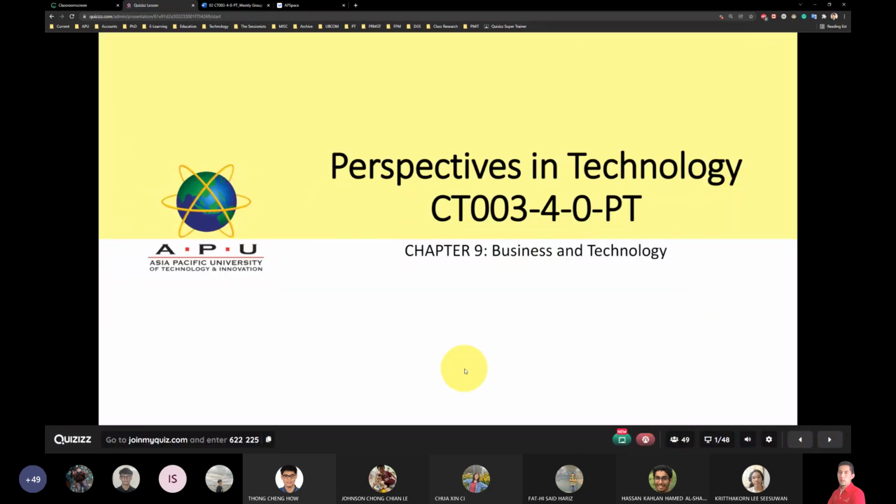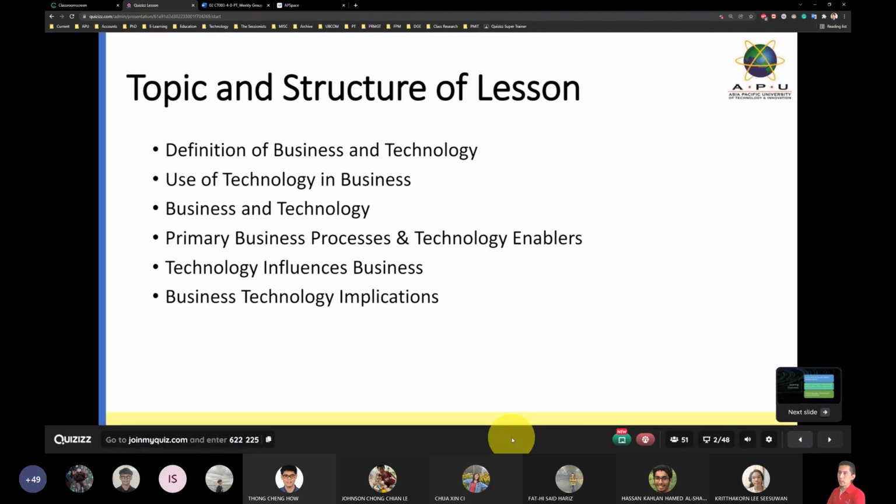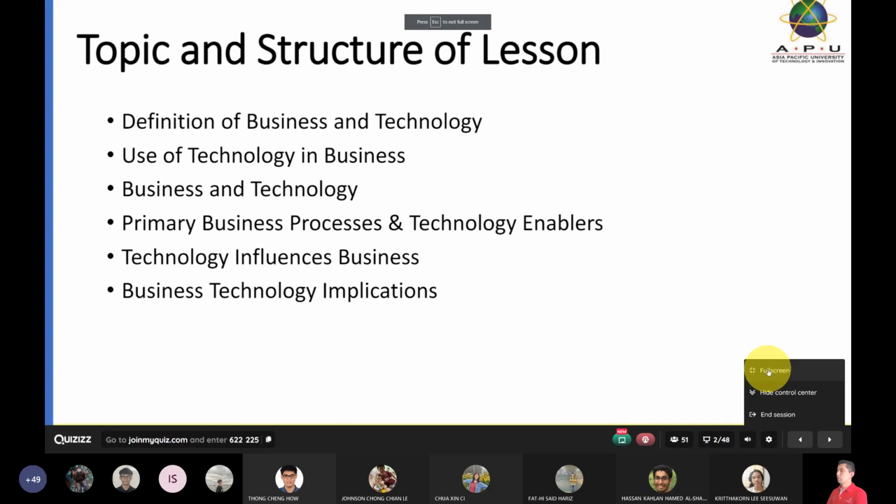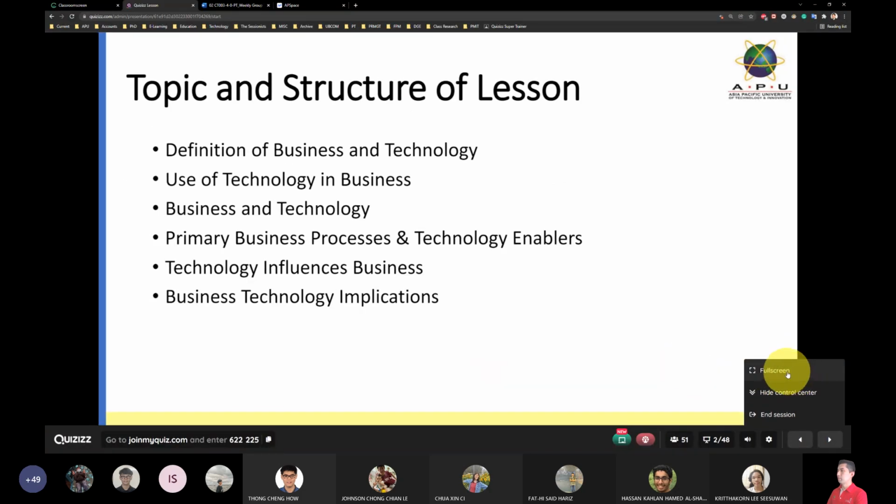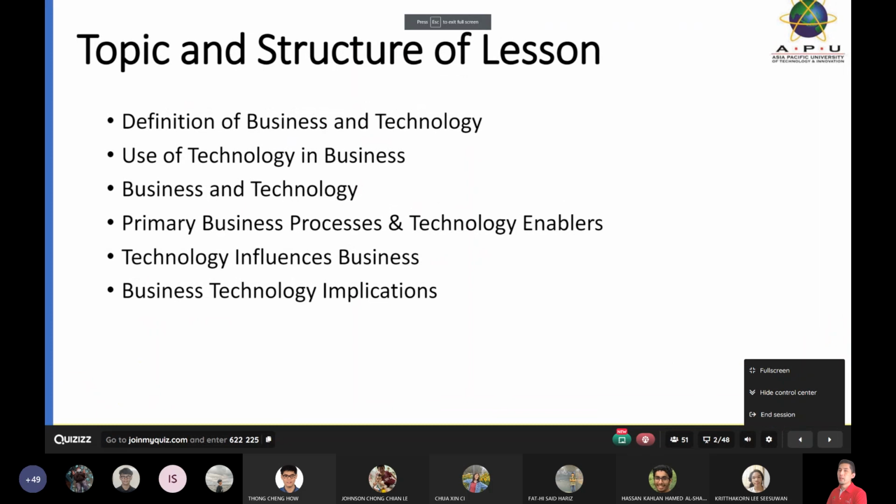All right, so as shown here, one thing that you will mainly notice in terms of business and technology overall is that we are trying to ensure there is a differentiation when you're using technology for the purposes of business. The main areas are being shown here: the definition, the use of technology, the relationship between business and technology, as well as primary business processes, looking at how the influence takes place and what the implications are at the end of the day.